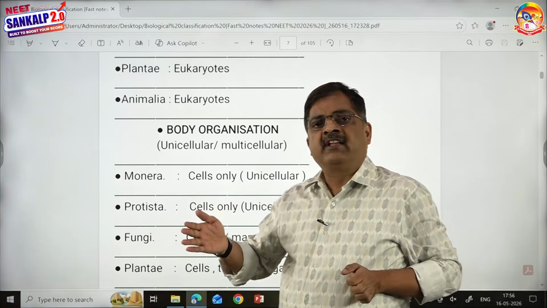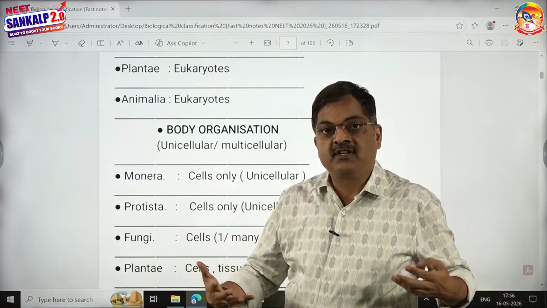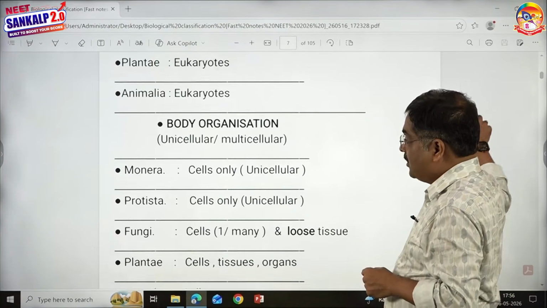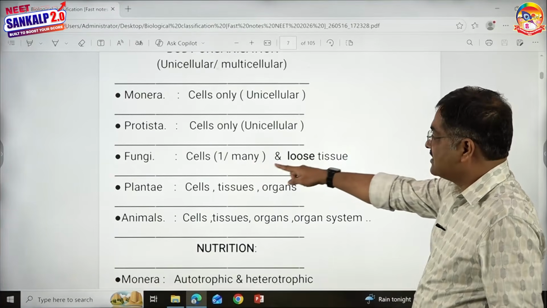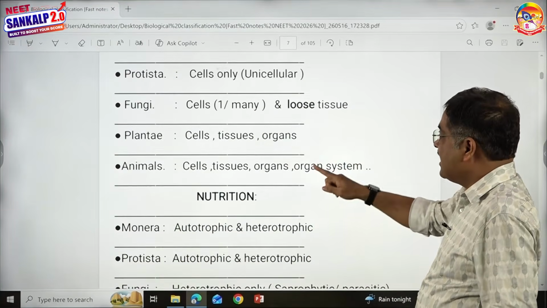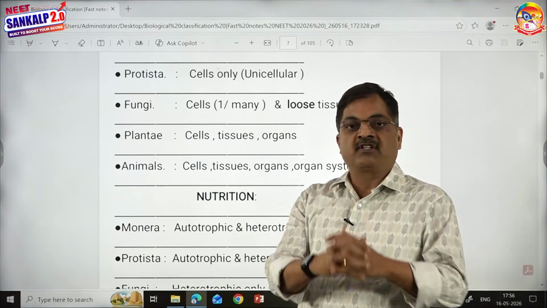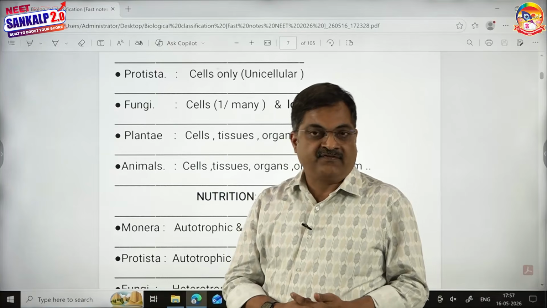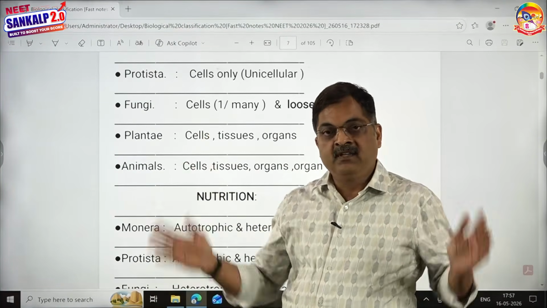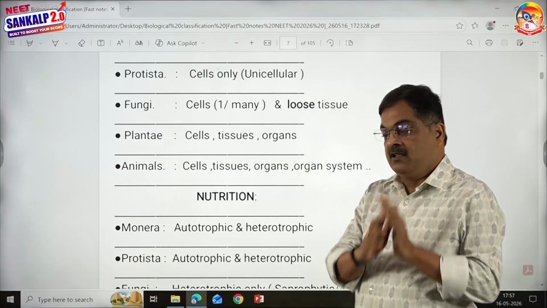Organs started from kingdom Plantae, and organ systems, digestive system, respiratory system, are seen in kingdom Animalia. So that's the same thing I've written here. Monera only cells, Protista only cells, fungi cells and loose tissue, plants cells, tissues and organs, animals cells, tissues, organs and organ systems. Now the most important criterion picked by Whittaker for classification is nutrition. And this is a little tricky part of this entire Whittaker's classification. Be careful what type of nutrition is seen in each kingdom.